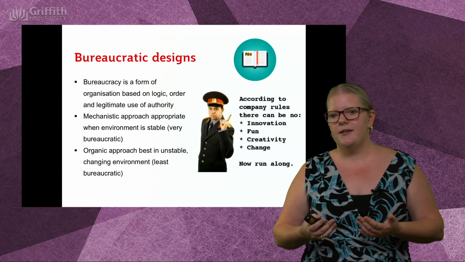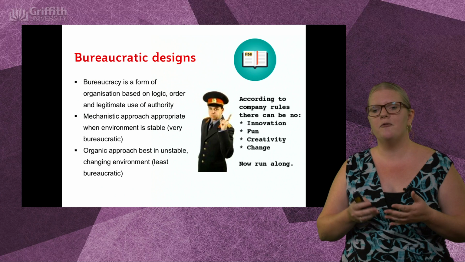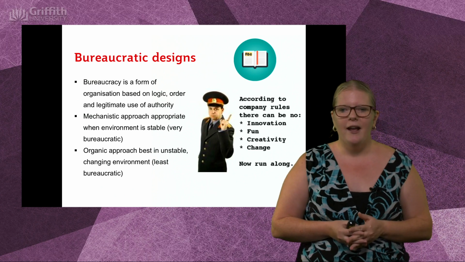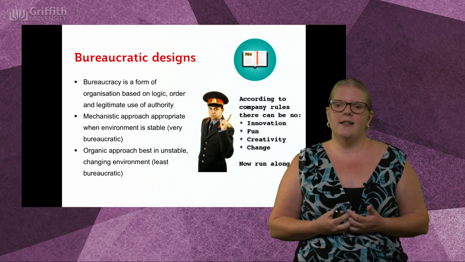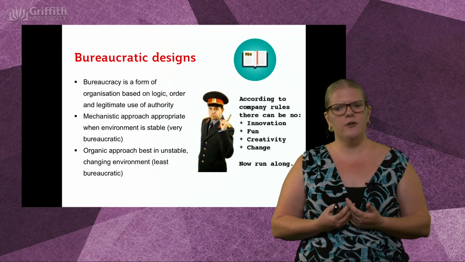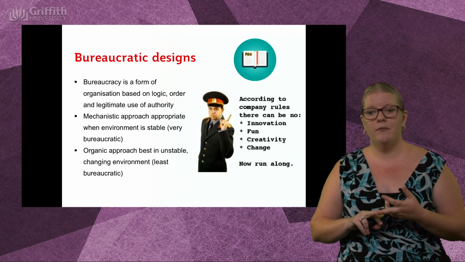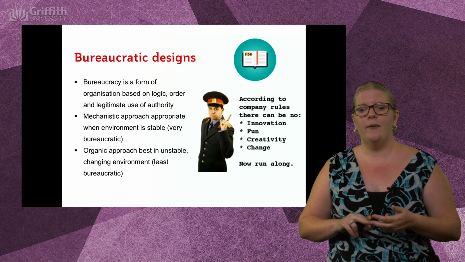So organizational designs can be bureaucratic. Now, the bureaucratic design thought, you would remember from our history lecture, says that organizations are formed based on logic, order, and legitimate use of authority. And there are 2 approaches. You can have a mechanistic approach or an organic approach.